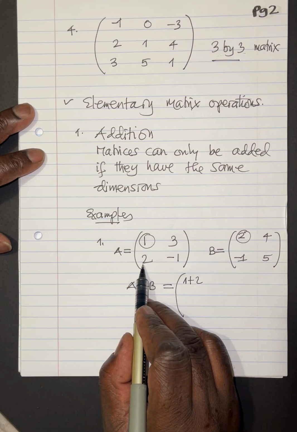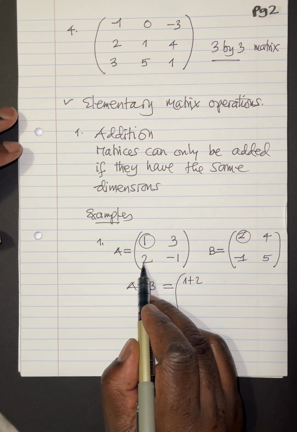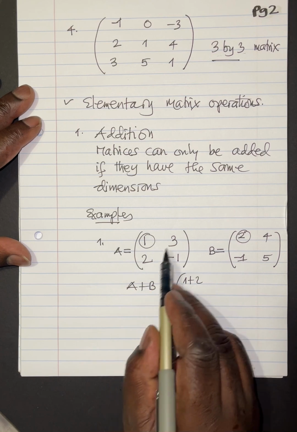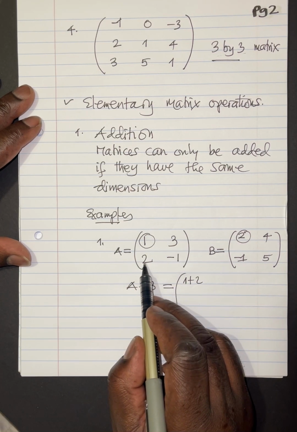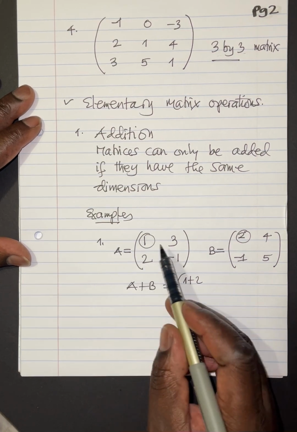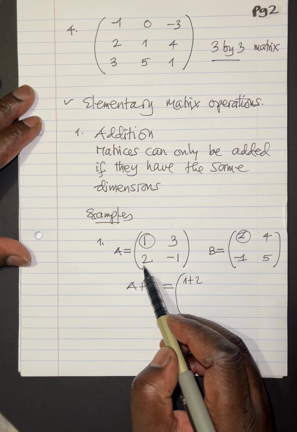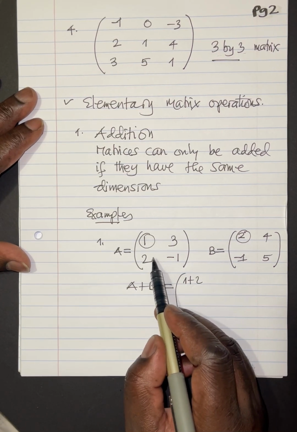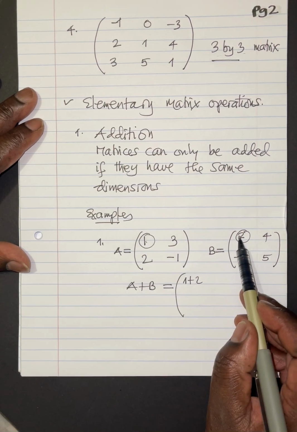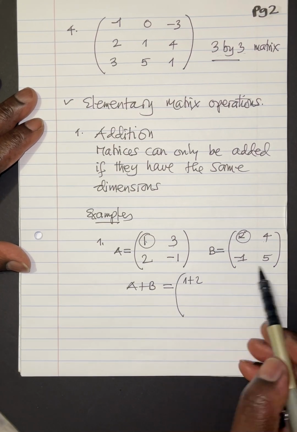The second position in column 1, but first position in row 2. So this is row 2. Remember, row 1, row 2, column 1, column 2. So this 2 here is in the second position in column 1, but it is in the first position in row 2. Notice row 1, row 2. So we're adding that to that. Basically, you can see this must be added to that in simple terms. 3 plus 4, and then 2 plus minus 1, and then minus 1 plus 5.